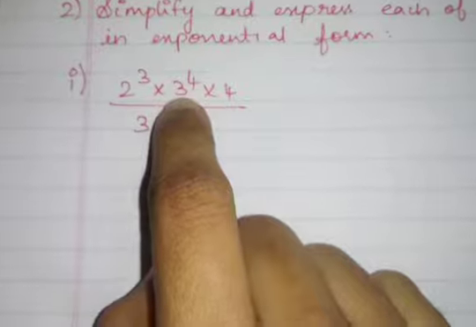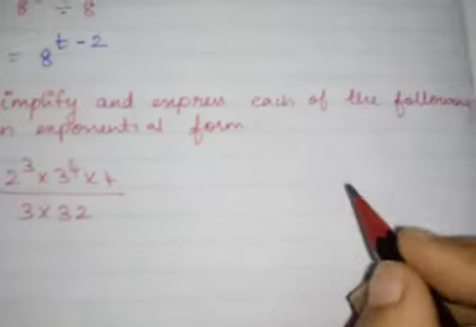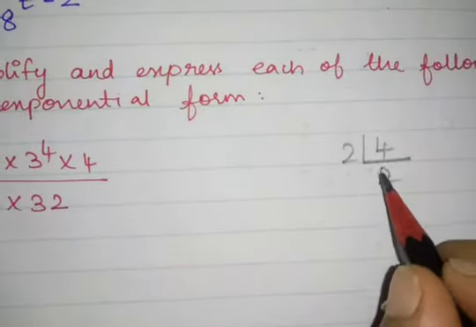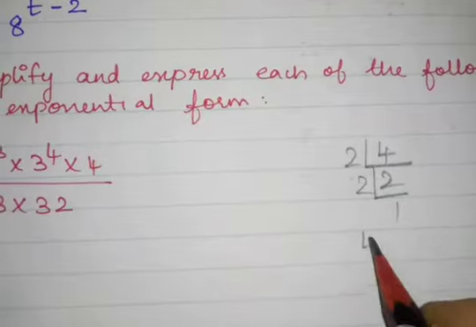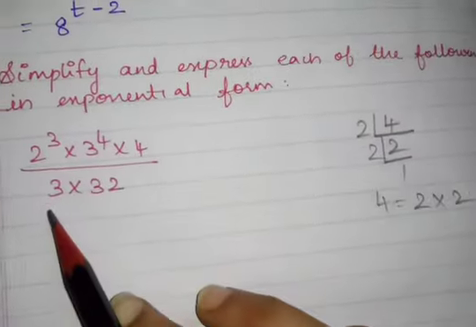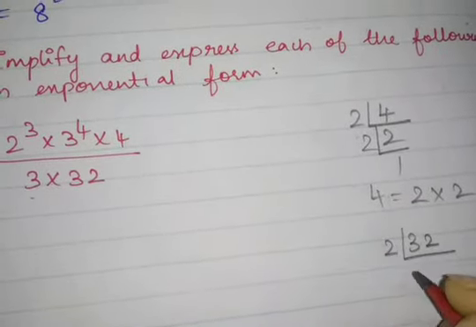This 3 is a prime number. 4, is it a prime number? No, so convert that into factors of prime. 4 can be written as 2 into 2, right? Next, 3 is a prime number. 32 is a composite, so you can do as usual.